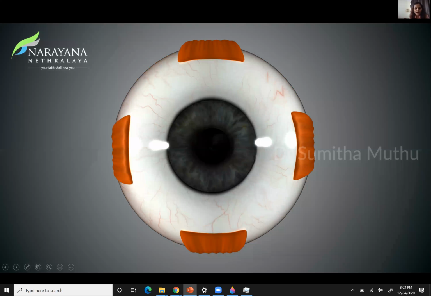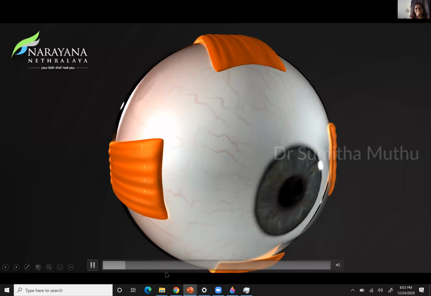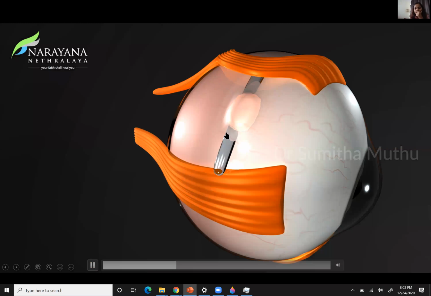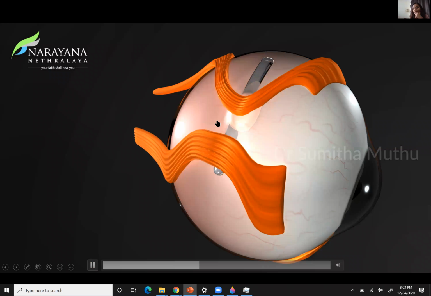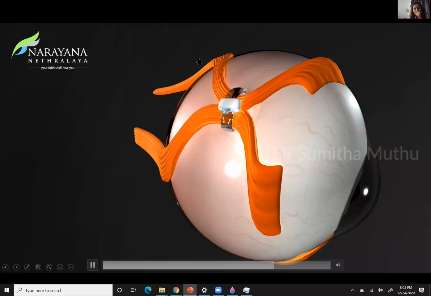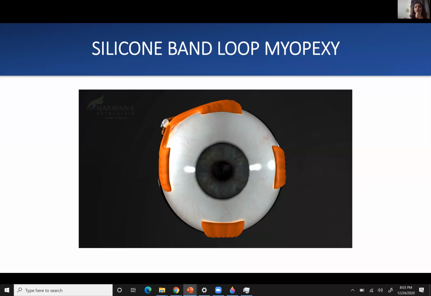And then you have a modification of that, which is the silicone band loop myopexy. Here you pass a silicone band through the sclera, take both the muscles inside the band, and then loop it over. This achieves good alignment in the primary position. So this is a silicone band loop myopexy procedure.